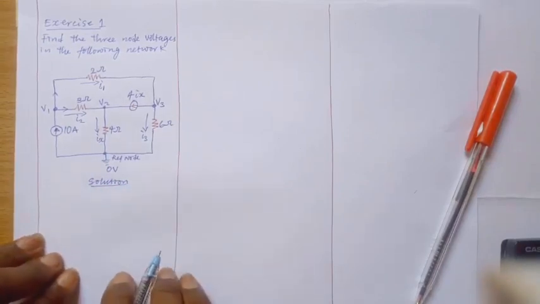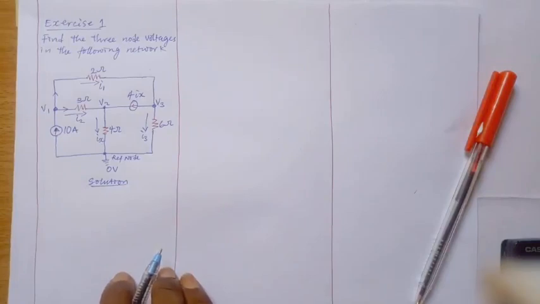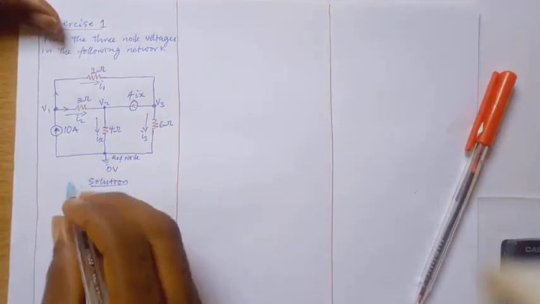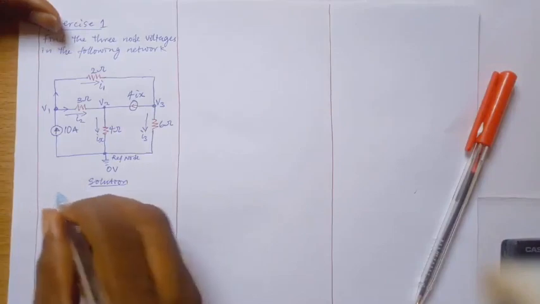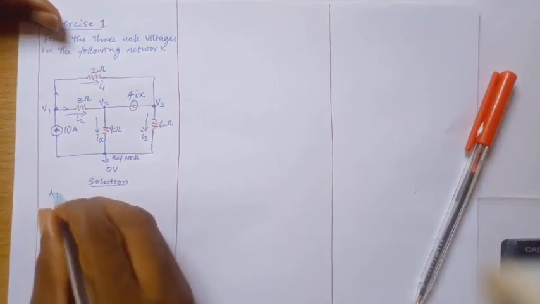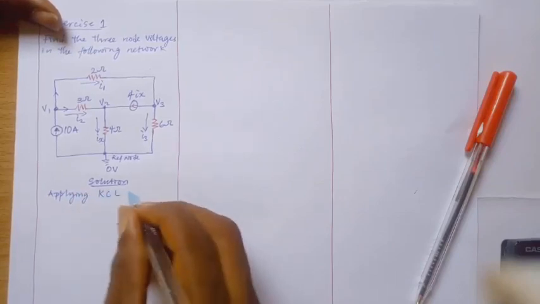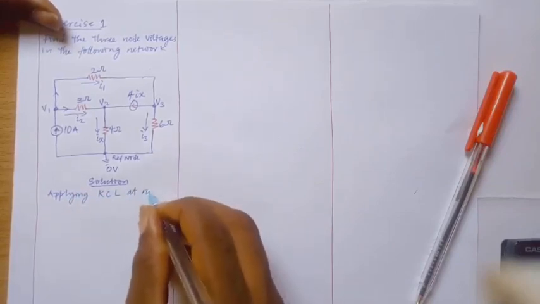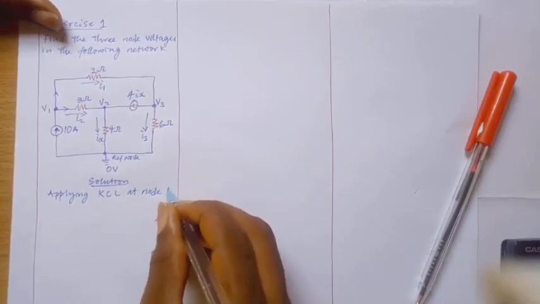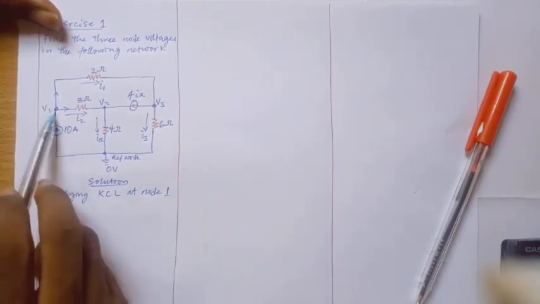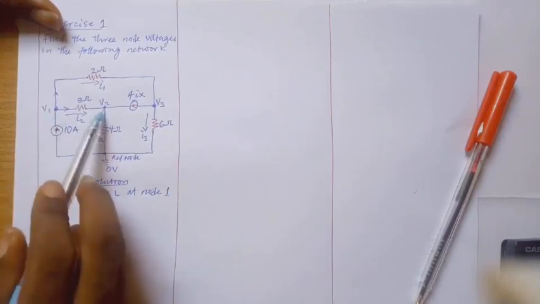Now before we can solve this, we have to apply some laws. We call this one KCL. You are familiar with KCL? Kirchhoff's current law. Now, let's say we apply KCL at node 1, okay? Node 1. You know this one is 1, this one is 2, 3.